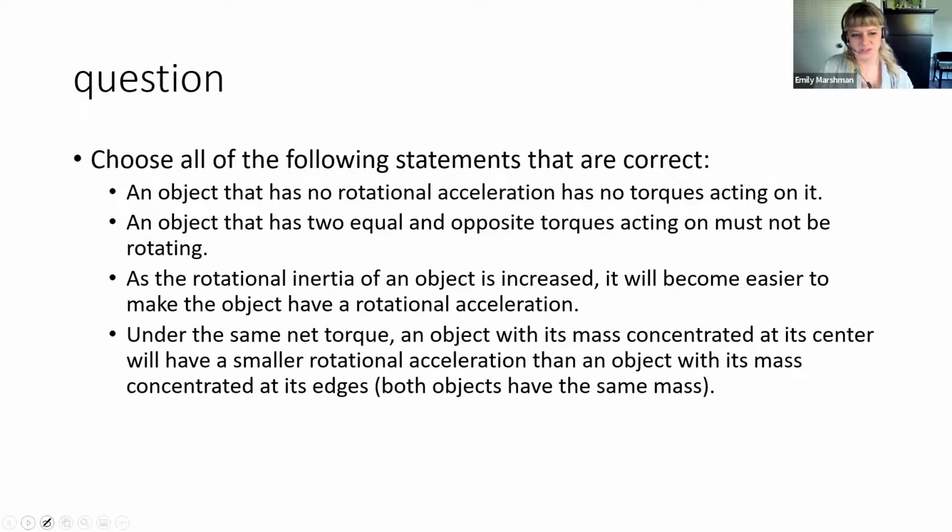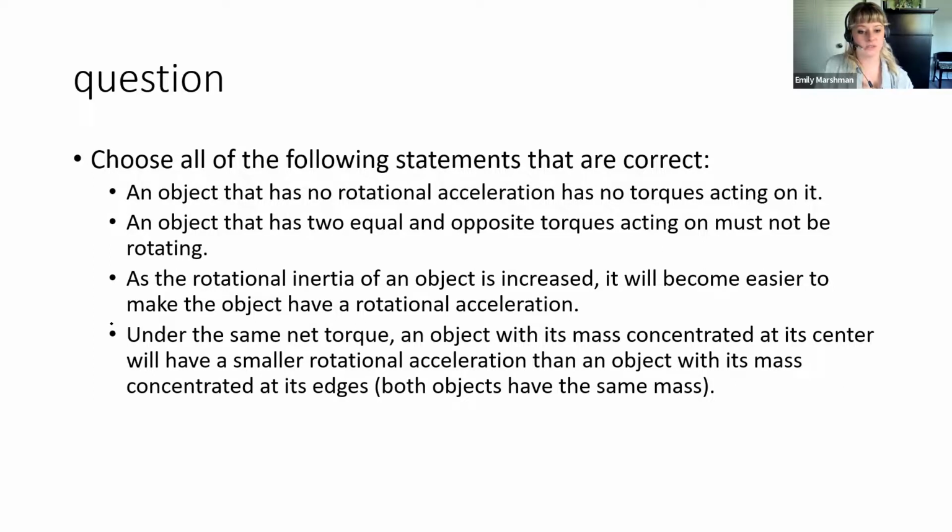One more concept question for you. Choose all of the following statements that are correct. An object that has no rotational acceleration has no torques acting on it. An object that has two equal and opposite torques acting on it must not be rotating. As the rotational inertia of an object is increased, it will become easier to make the object have a rotational acceleration.